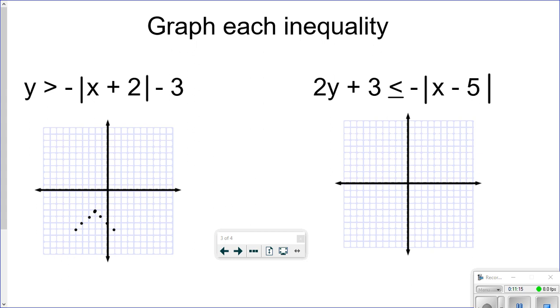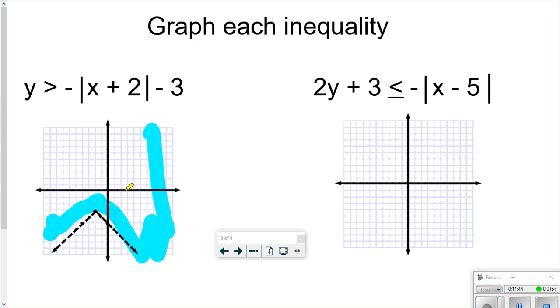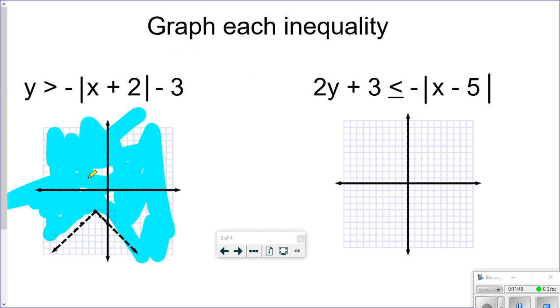And then again, you're going to want to pick a test point. So again, we can choose 0, 0 because it's easy. Plug 0 in. We get 2, and the absolute value of 2 is 2. 2 times -1 is -2, and -2 minus 3 is -5. And 0 is greater than -5, yes. So in this case, we shade everywhere outside the absolute value or everything above it, whatever makes more sense to you there. So that would be my solution area in an absolute value inequality.